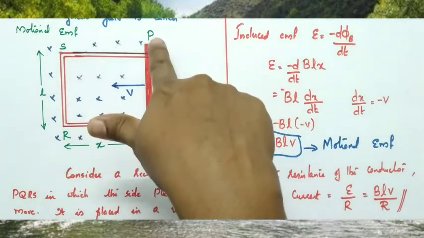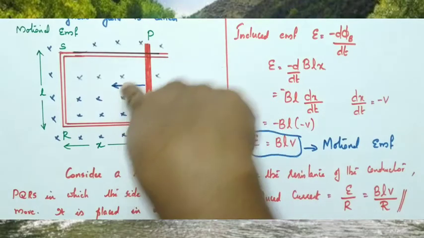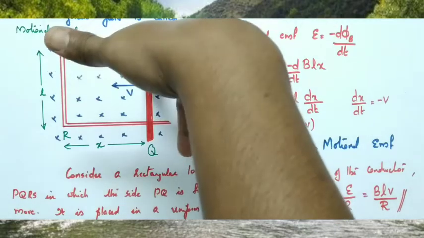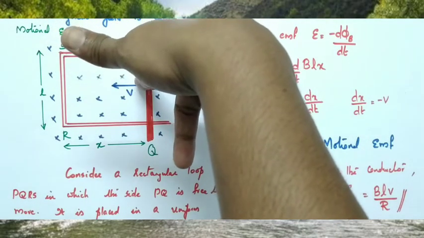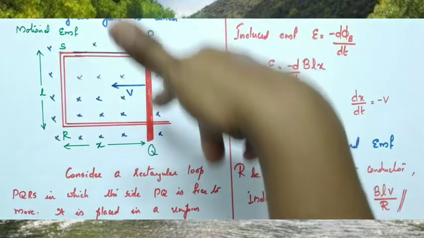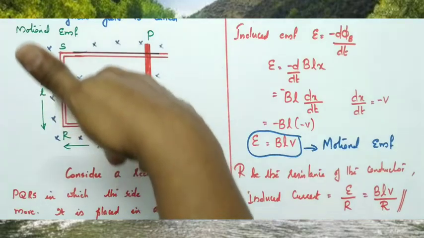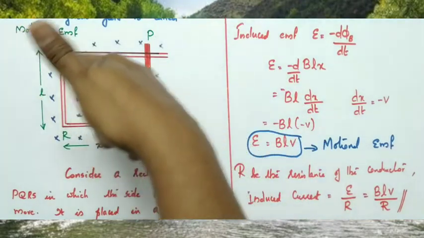Here what is the direction of current through the side PQ? Here magnetic field is into the plane of the paper, and the side PQ is moving towards left. So in which direction is the current? Downward direction. So through the conductor PQ, current is in the downward direction. So the direction of induced current is P, Q, R and S.